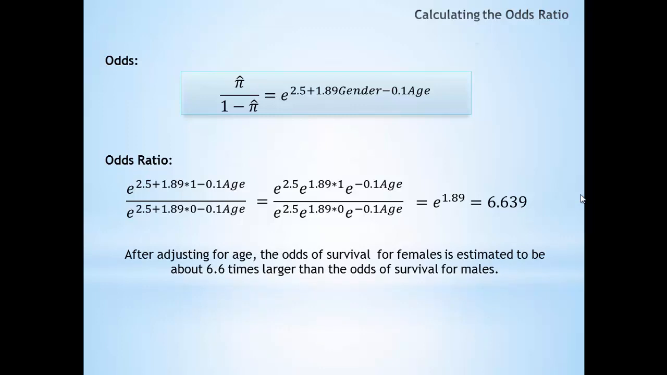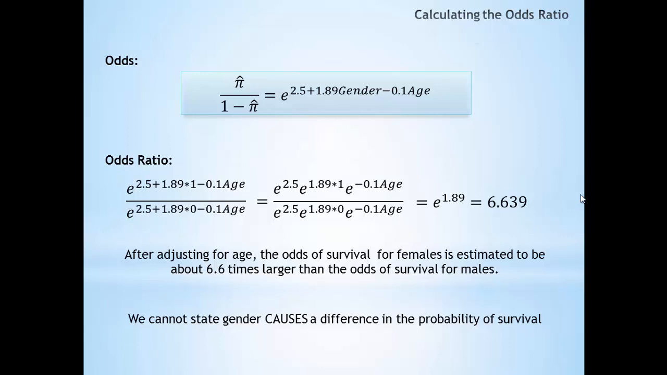We can interpret this by saying, after adjusting for age, the odds of survival for females is estimated to be about 6.6 times larger than the odds of survival for males. That may seem a little bit surprising, that females were 6.6 times more likely to survive than males. However, we have to be very careful.